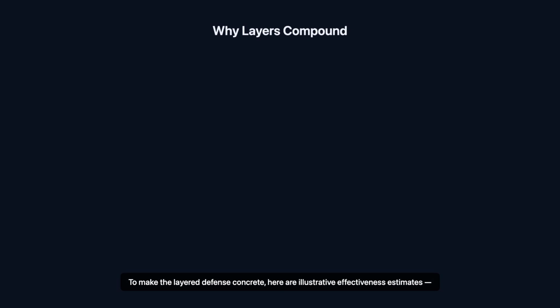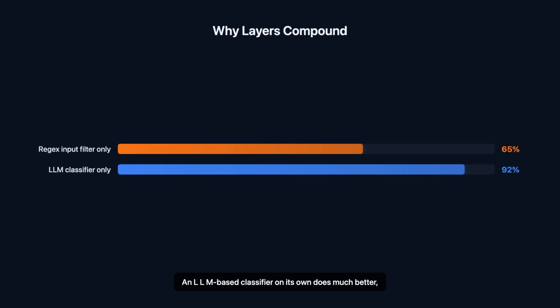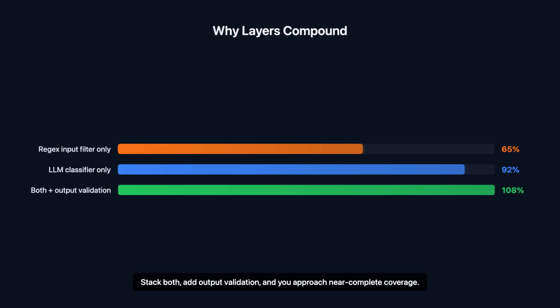To make the layered defense concrete, here are illustrative effectiveness estimates, not benchmark numbers, just a directional picture of how the layers compound. A regex input filter on its own catches a meaningful chunk of injection attempts. Better than nothing, far from enough. An LLM-based classifier on its own does much better, but still lets some attacks through. Stack both, add output validation, and you approach near complete coverage. That last jump is the entire argument for defense in depth in one chart. No single layer gets you there.